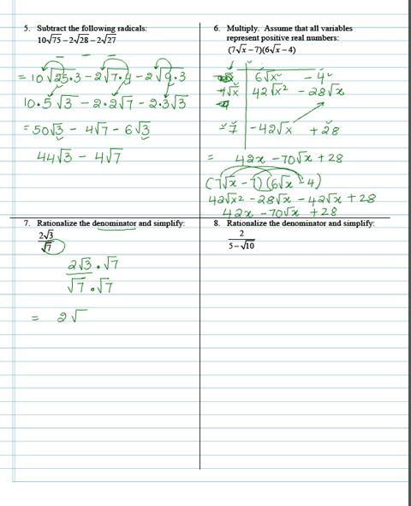2 radical 3 times radical 7 is 2 radical 21. Radical 7 times radical 7 is radical 49. Radical or square root of 49 is 7. Bingo, my denominator is radical free. Sometimes there will be a case where they ask you to rationalize the numerator, and you got to make sure you're doing it the right way.